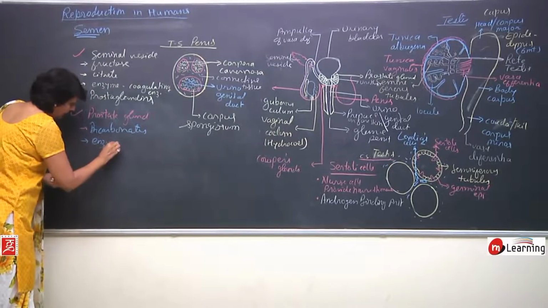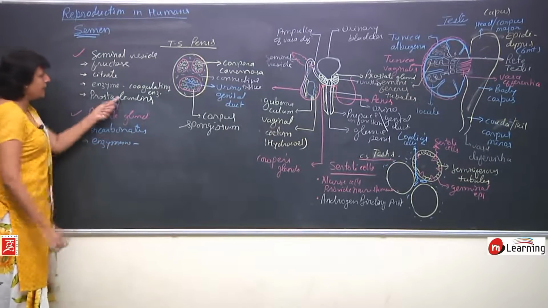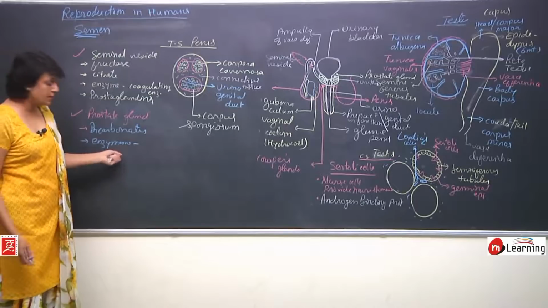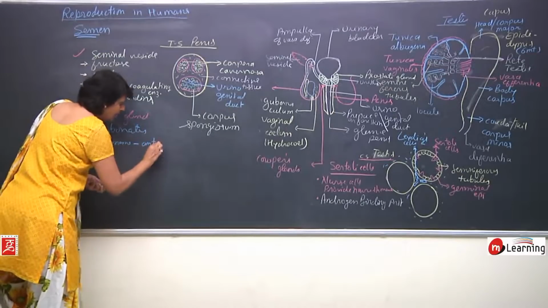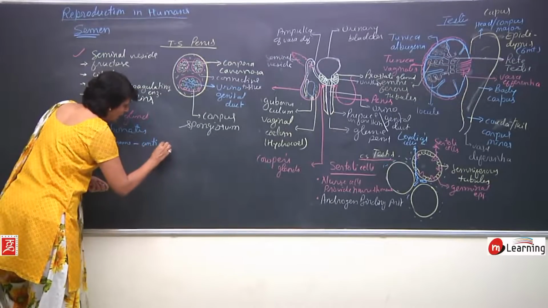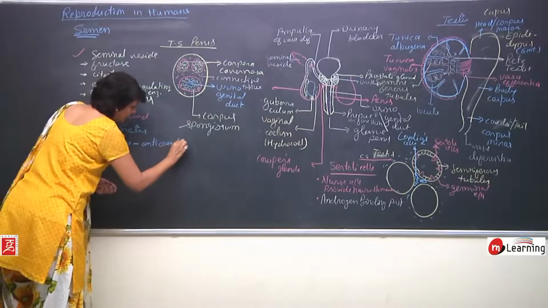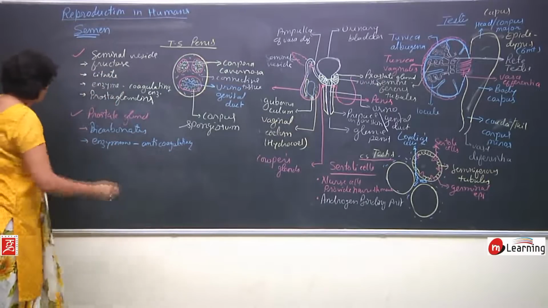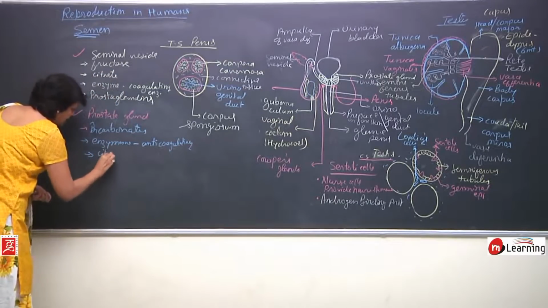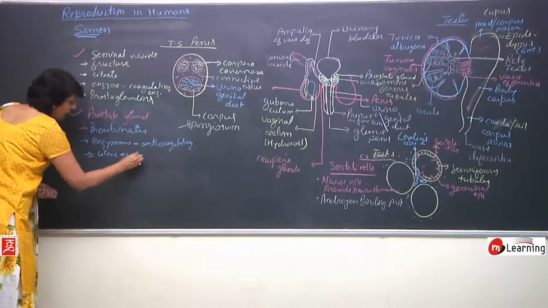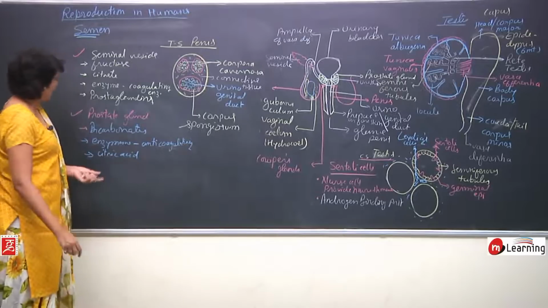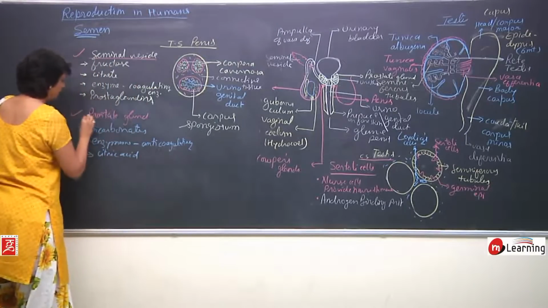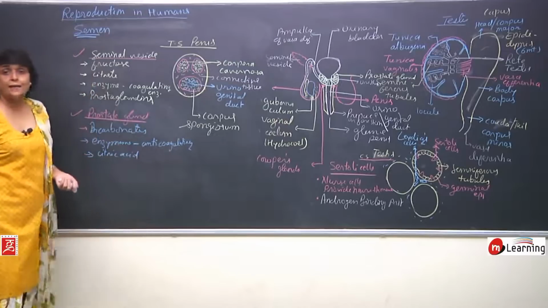Enzymes. Here it was coagulating enzyme. In the secretion of prostate gland, it is anticoagulating enzyme plus citric acid, which is again nutritive. So, seminal vesicles and their secretion, prostate gland and their secretion.